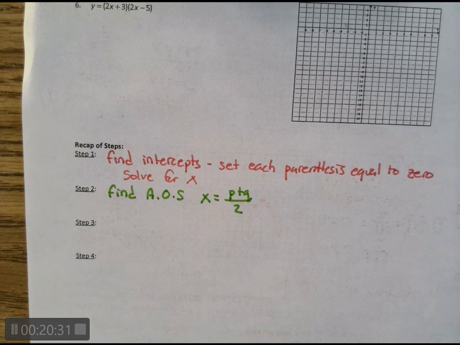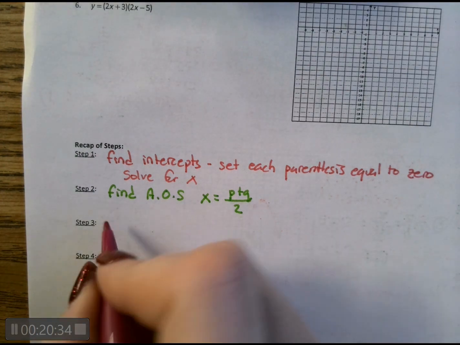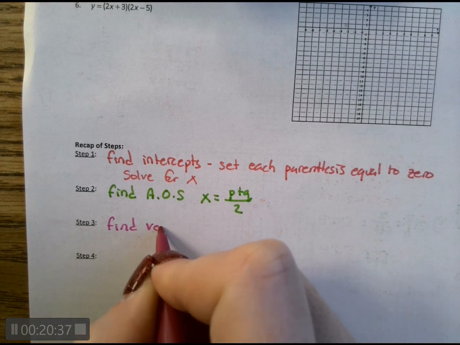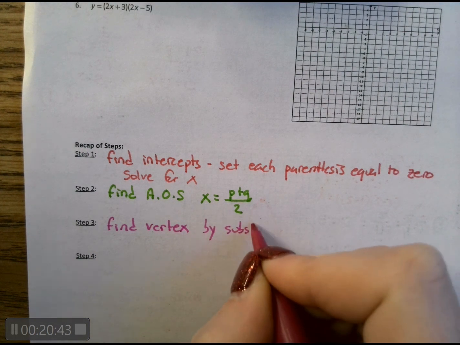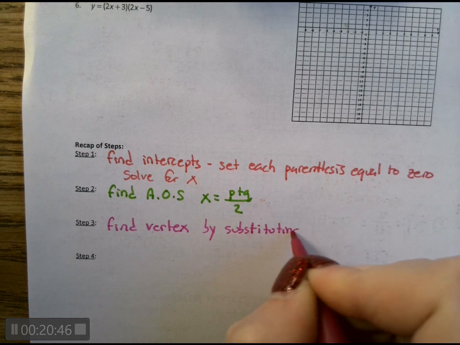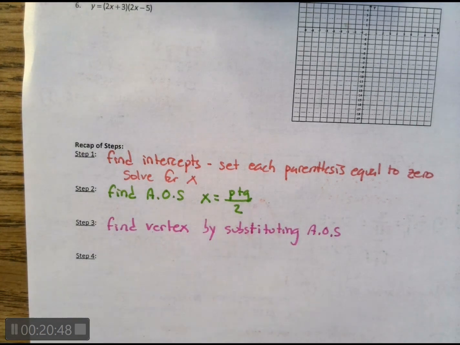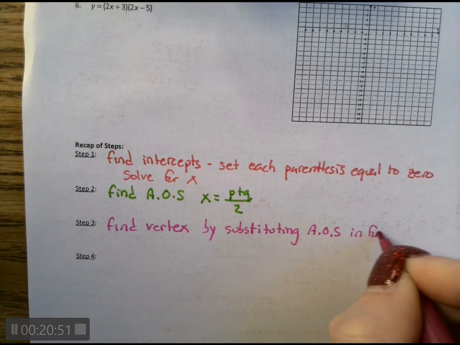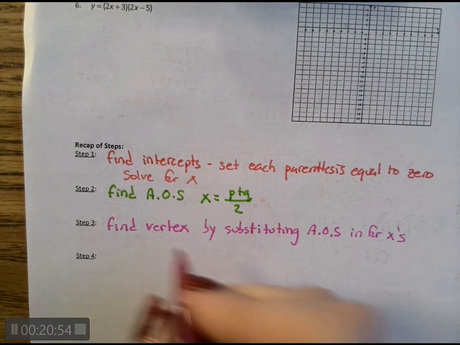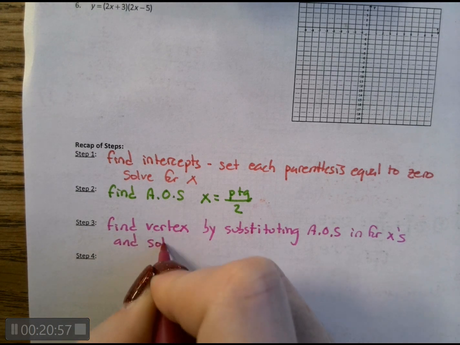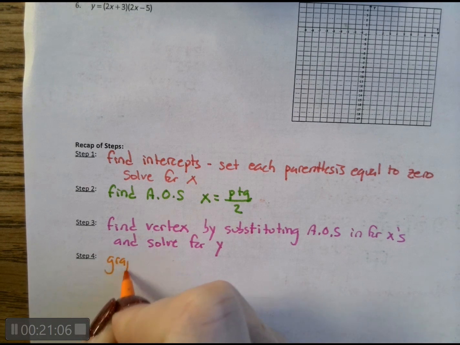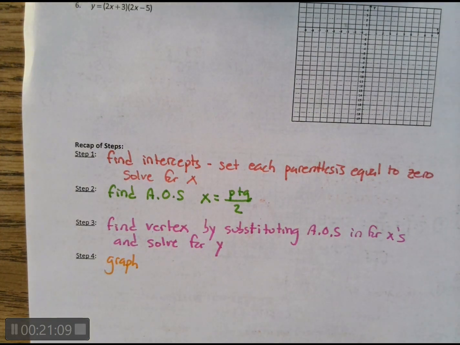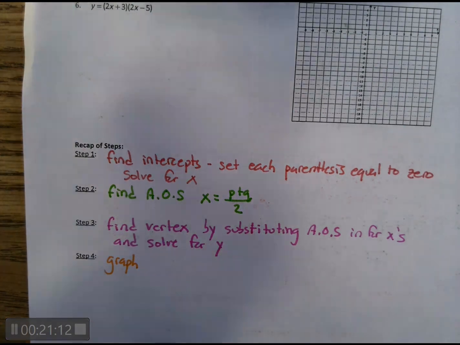Step 3, whoops, I messed up my markers, but that's okay. Step 3 is that we find the vertex by substituting the axis of symmetry in for x's and solve for y. And then step 4, graph. Alright, and that is how you graph in intercept form.